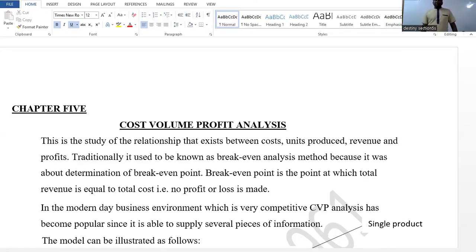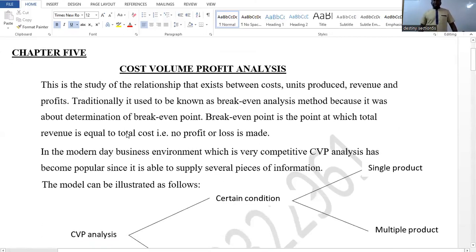Now, when we talk about CVP, it is the study of the relationship that exists between the costs, the units produced, the revenue, and the profits. That's what we call CVP, a study of that relationship. Traditionally, it used to be known as break-even analysis because it was about the determination of the break-even point. And break-even point is the point at which total revenue is equal to the total cost. That is what we call break-even point. It is the point at which no profit or loss is made.